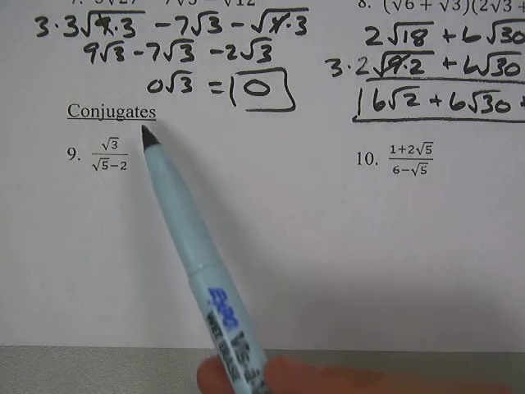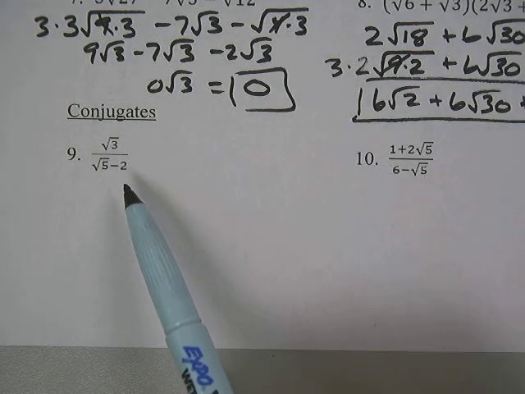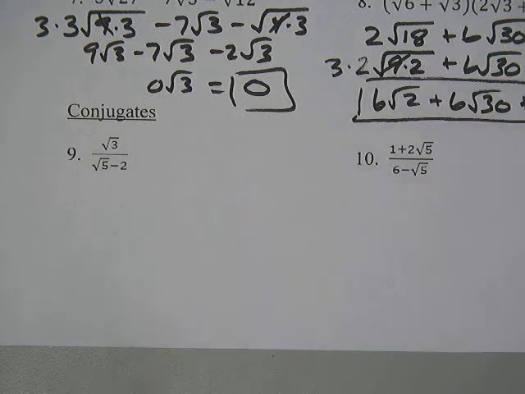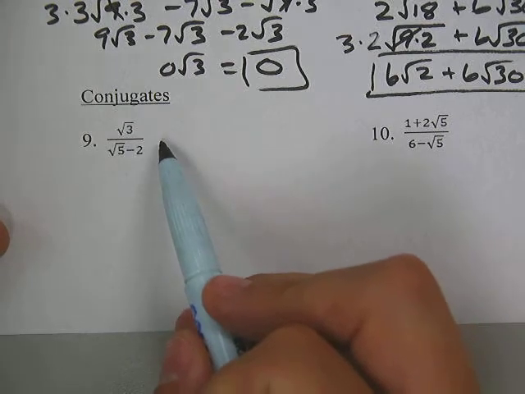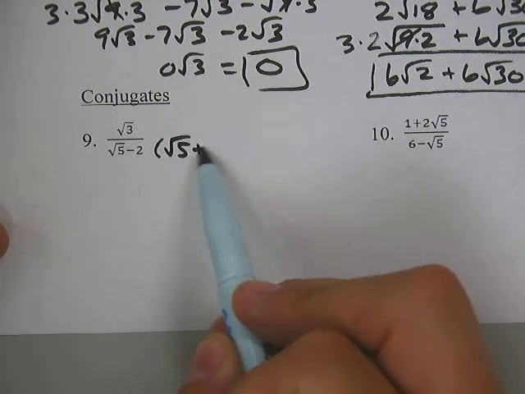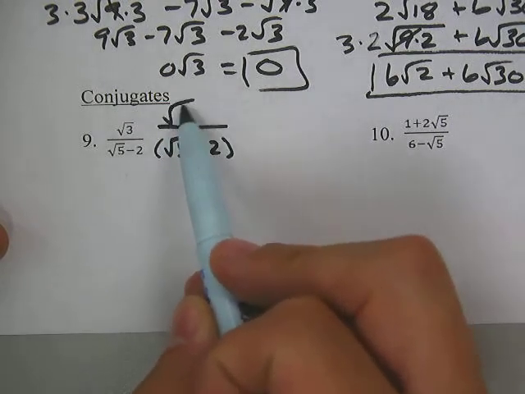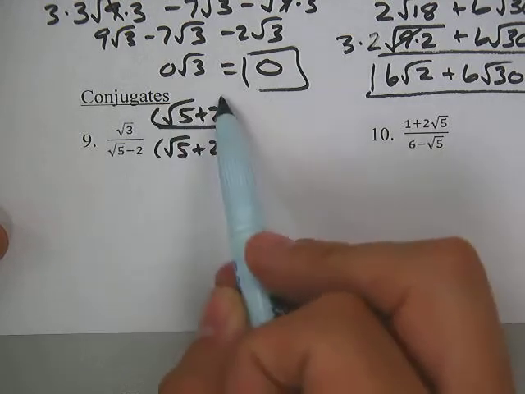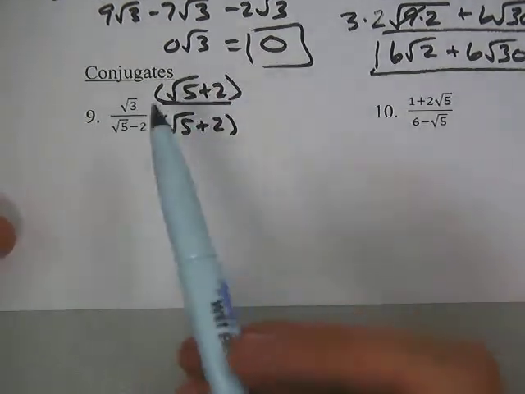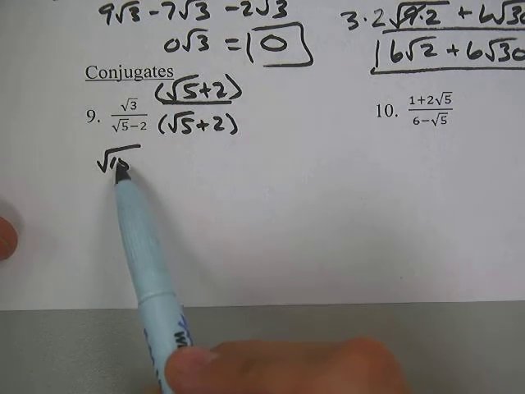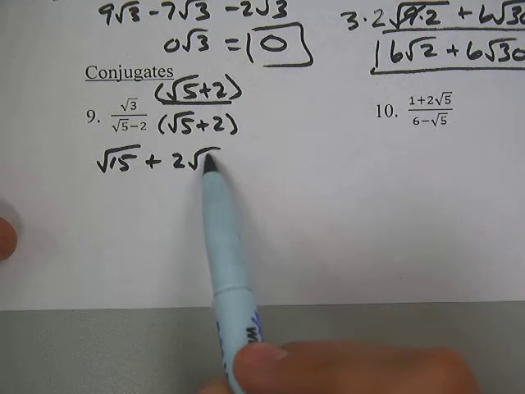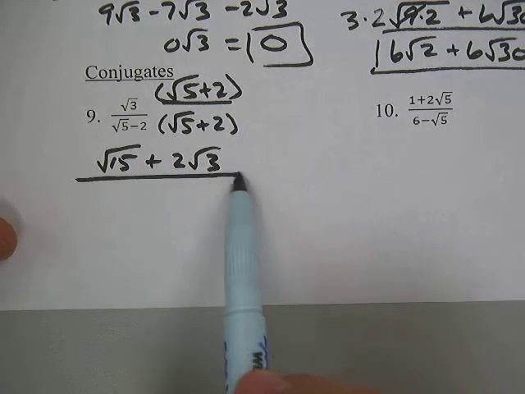Now, why do you care? Well, you care because you come up with a situation like this. Here you notice that we have a radical in the bottom. We got to get rid of it. Now, multiplying by like radical 5 isn't going to help us, because if I multiply top and bottom by radical 5, you'll see that you'll end up still having a radical in the bottom. And so when you have a scenario like this, you're going to multiply by the conjugate of the denominator. So in this case, if it's root 5 minus 2, the conjugate is root 5 plus 2.